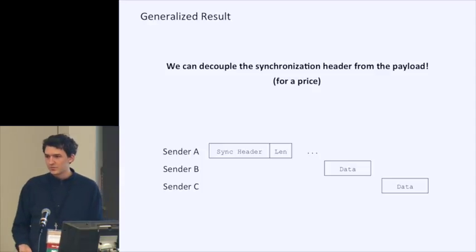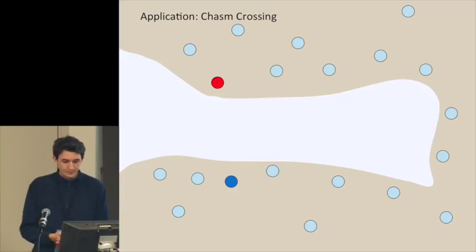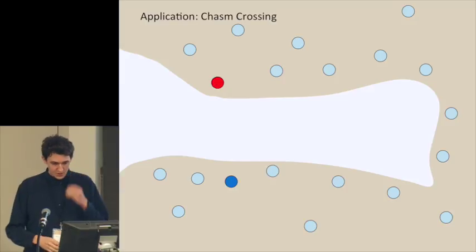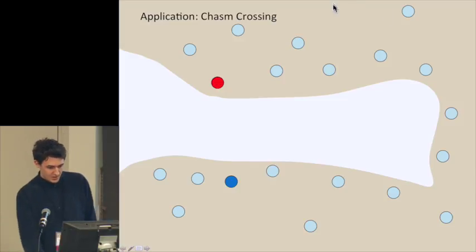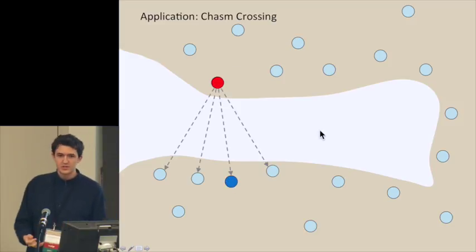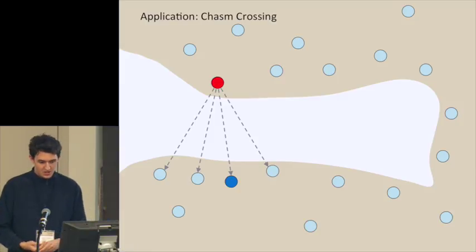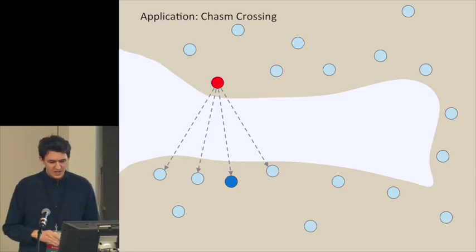One more application we thought of, for which this makes a lot of sense, is the crossing of a chasm. Let's suppose you have deployed your sensor node network around some kind of chasm, and you can't put any nodes in the chasm. It's forbidden, it's dangerous. Now the red node over here wants to send to the blue node down here. But unfortunately, all the links across the chasm are of very poor quality, so the likelihood that a packet gets through completely without error is negligible.